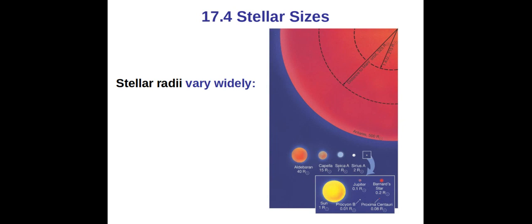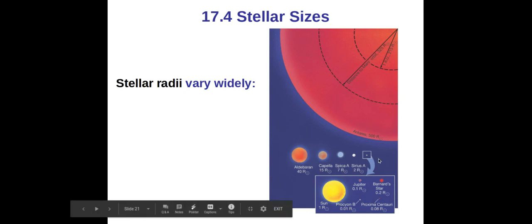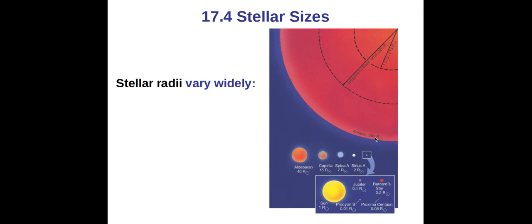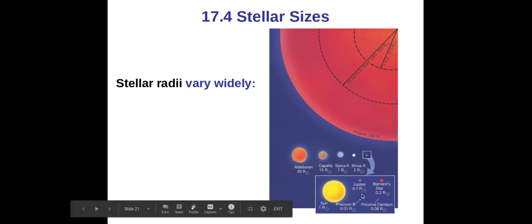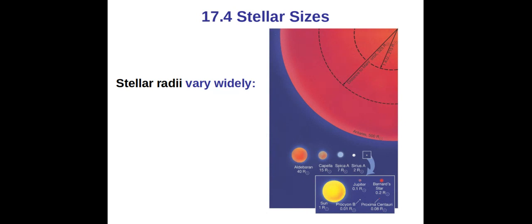Stellar radii vary very widely. So in other words, stars can be absolutely huge. Antares is 500 times the radius of the sun, whereas you get down to things that are 0.08 the radius of the sun. So very large differences in just how big stars are.